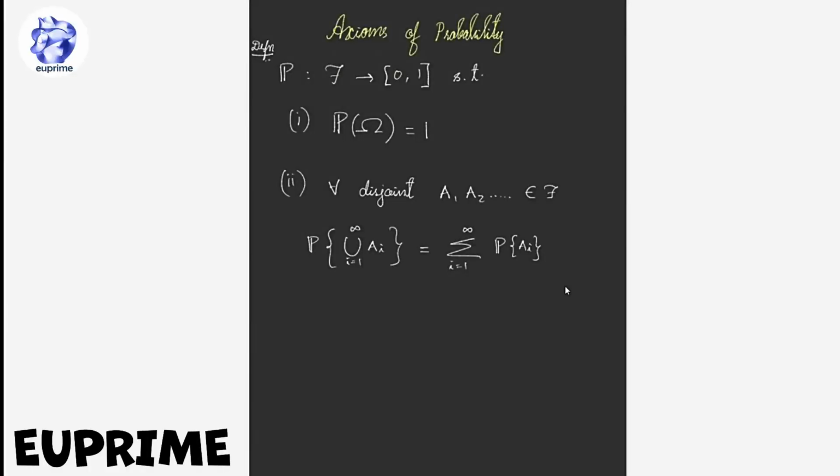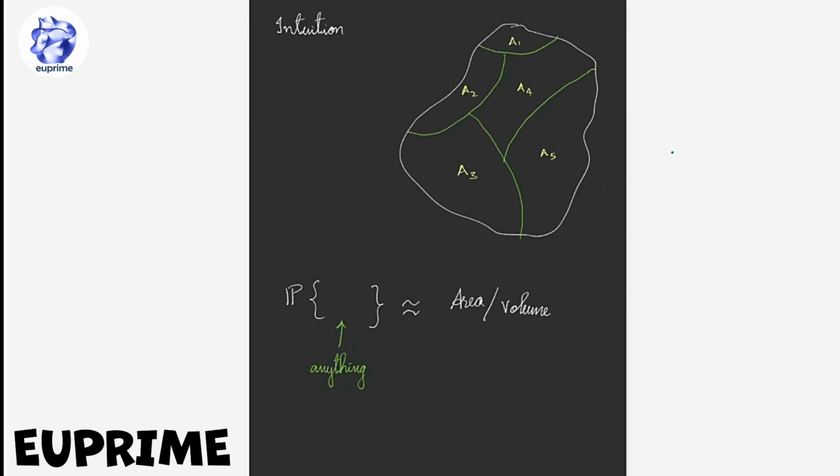You have a probability, which is a map from the sigma algebra to the real line, the closed set [0, 1], such that the probability of omega is 1. And if you have events A1, A2, which are disjoint, and they all belong to the sigma algebra, then the probability of the disjoint union of these events is given by the sum of individual probabilities. Given these axioms, let's take a look at a few more instances and try to understand what these are.